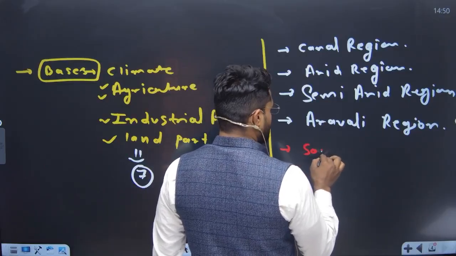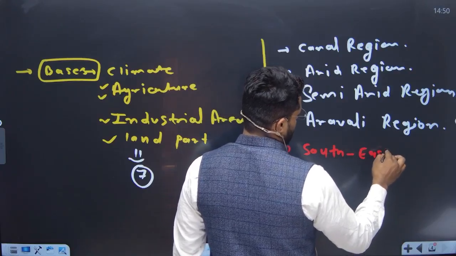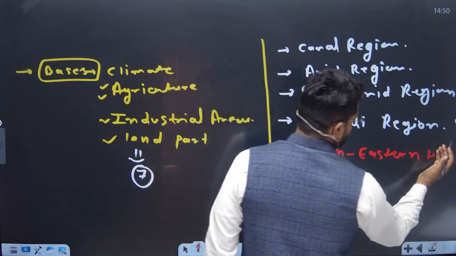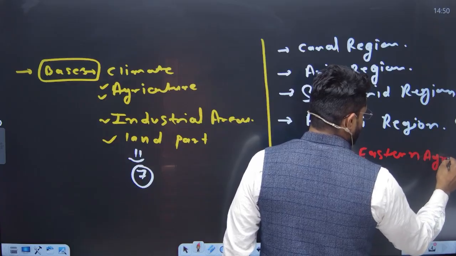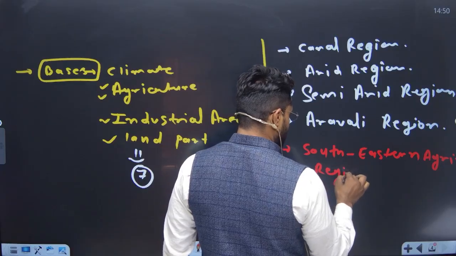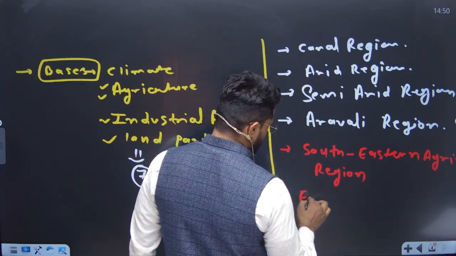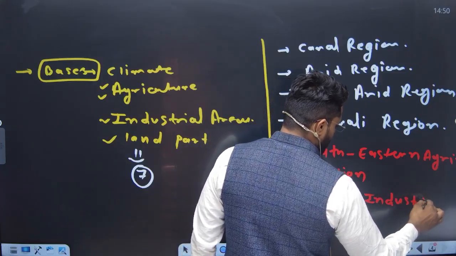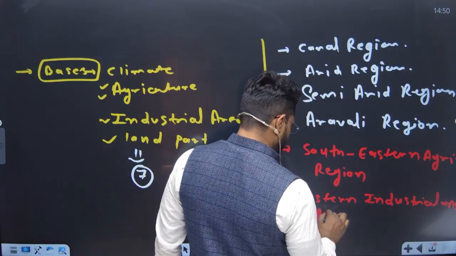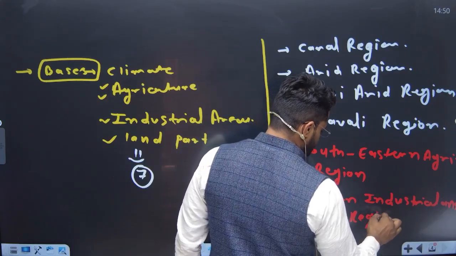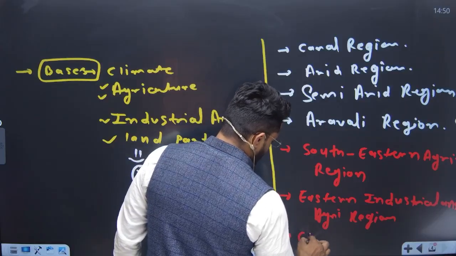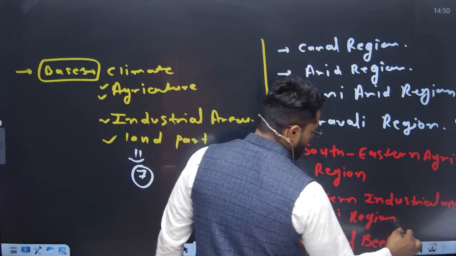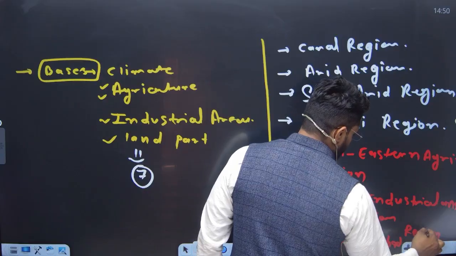Fifth, the southeastern Hadoti, southeastern agriculture region. Sixth, the eastern industrial and agriculture region. And last, number 7, the Chambal Behead region.